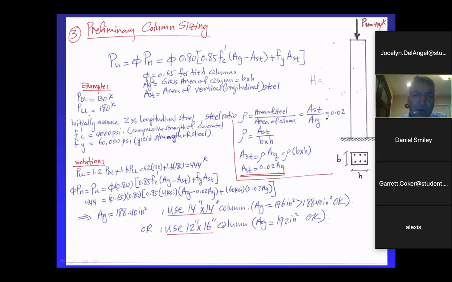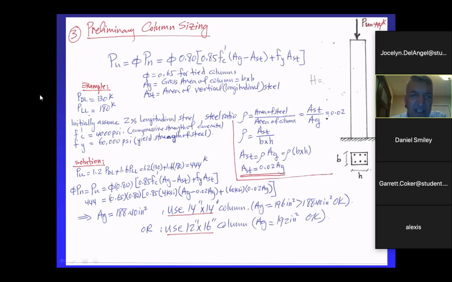So what are those? Phi is 0.65 for tied columns. We call them tied columns because it's not a spiral. Sometimes we have spiral steel inside, but here we only have hoops, we call them ties. We'll cover that more later. So for here, just use 0.65. Ag is the gross area of the column. If this is my column, it is B times H, the cross section of it. The gross area is B times H, right there. Ast is the area of the vertical steel. Remember, we're going to put vertical steel in the column. That's the area of the steel. Okay, if this is 6 number 9, every one of them is 1 square inch. So that would be As equals 6 square inches.